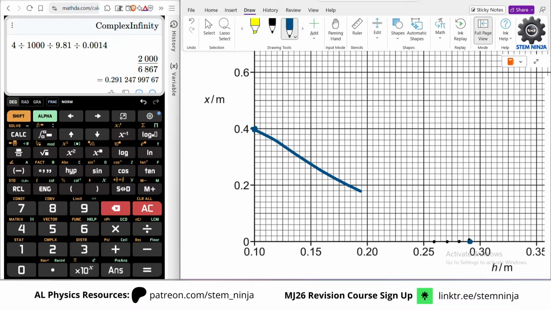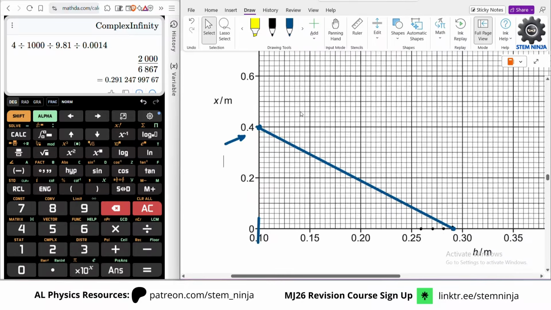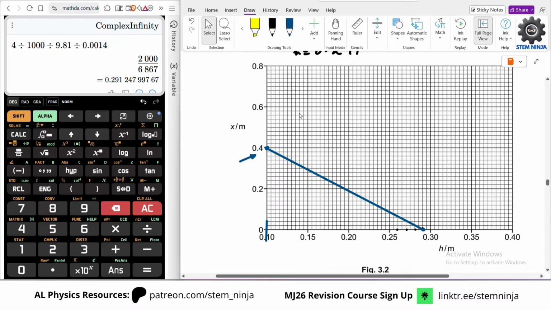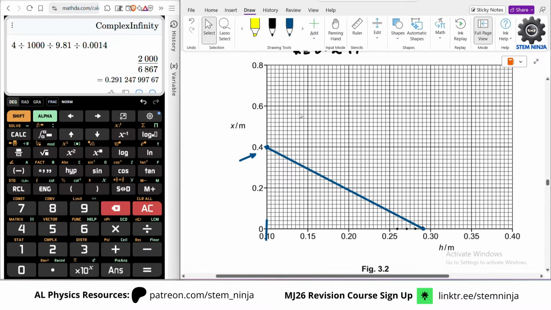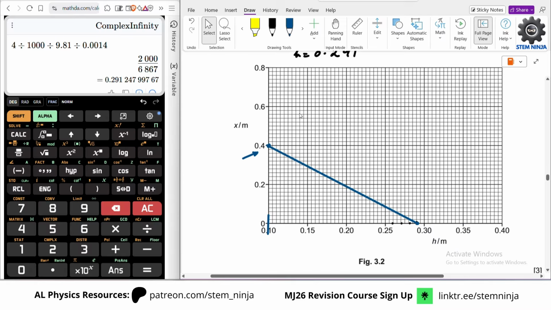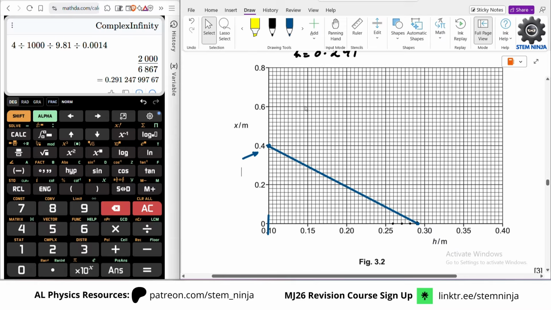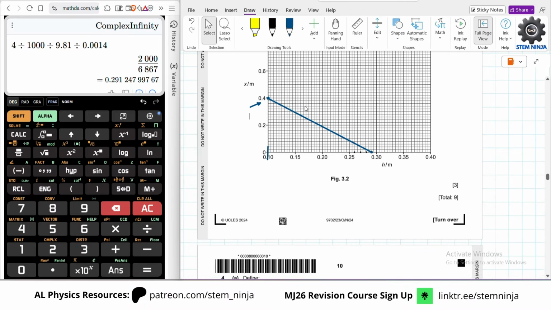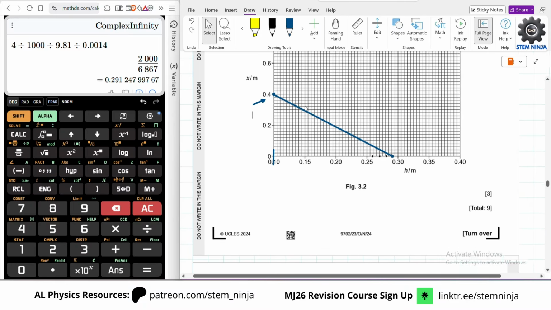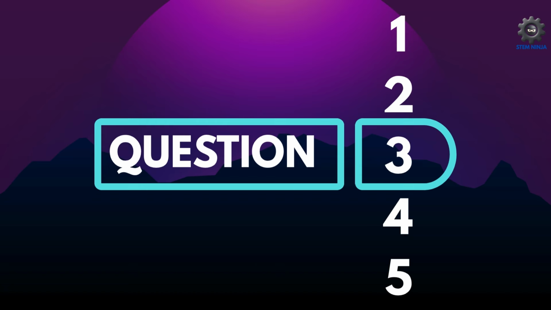From this to this. Notice that this is not the y-axis, so this is not the y-intercept. You can make a straight line expression also, but remember this point itself is not our y-intercept. Okay, alright, so this is it for this question. Let's move on to the next one.